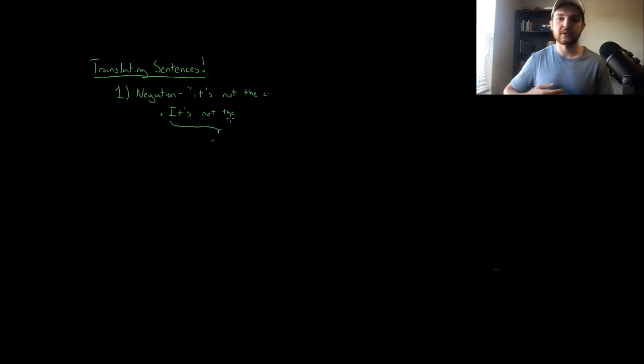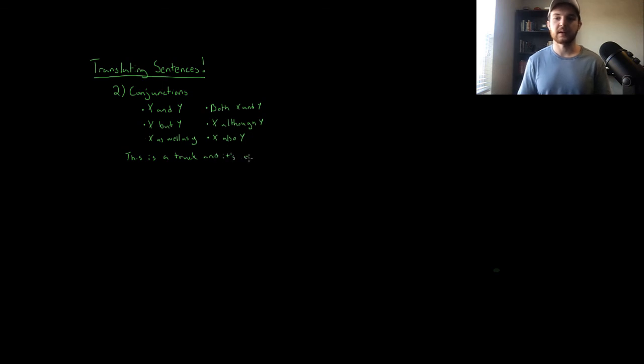Next up, we have conjunctions. There will be quite a few more stylistic variants for conjunctions. Here are some common forms. We have X and Y, both X and Y, X but Y, X although Y, X as well as Y, and X also Y. Here are a few sentences that all mean the same thing.